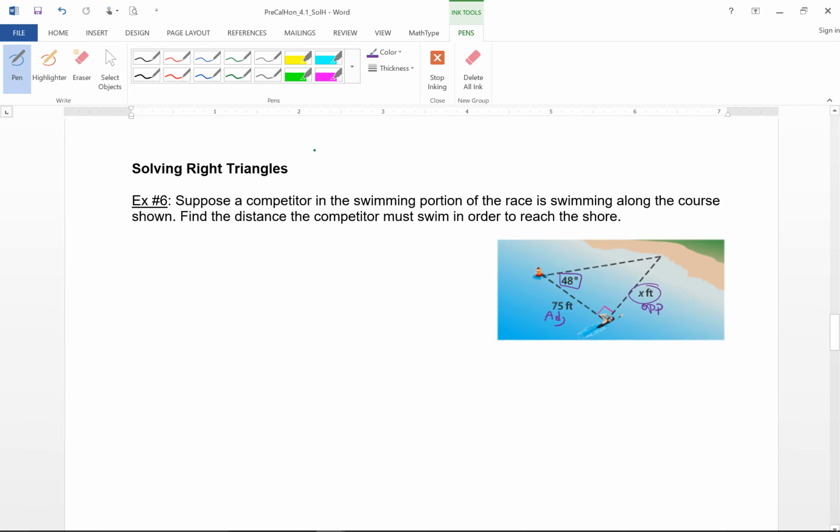You always ask yourself, okay, opposite and adjacent is what ratio? It's the tangent. Tangent of an angle always equals x over 75. Okay? Multiply by 75 on both sides. So 75 times tangent of 48 is equal to x. So here and now, take out your calculators.